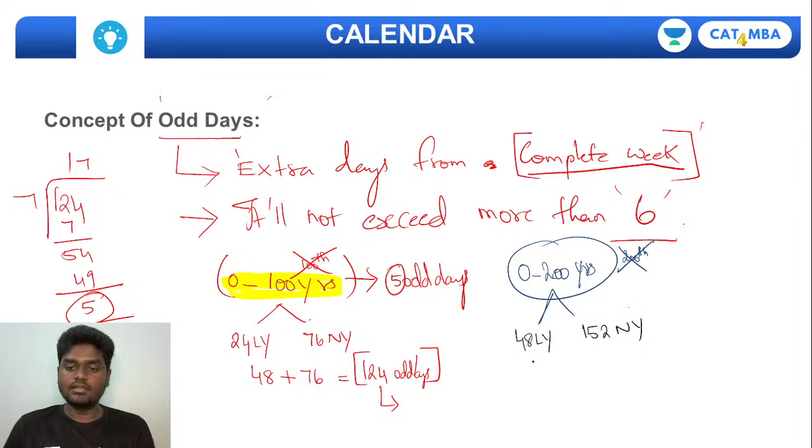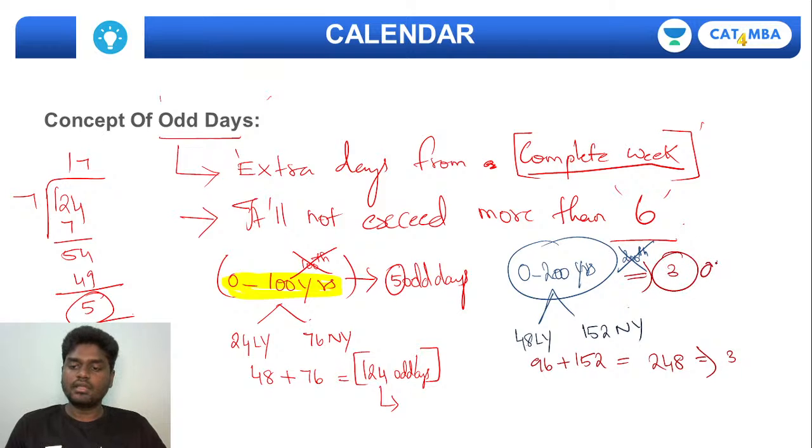48 into 2 gives 96, plus 152. If you add this, you get 248. Divide 248 by 7, and the remainder is 3. So for 200 years, you will have 3 odd days. Very, very important to remember. For 100 years, you'll have 5 odd days. For 200 years, you'll have 3 odd days.